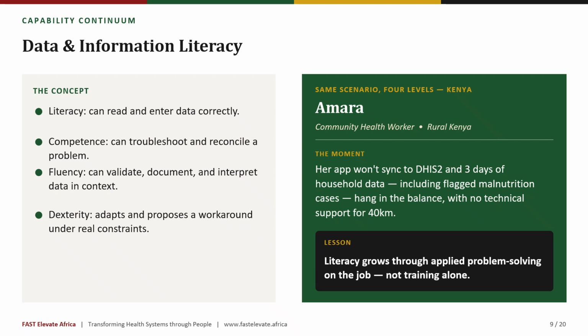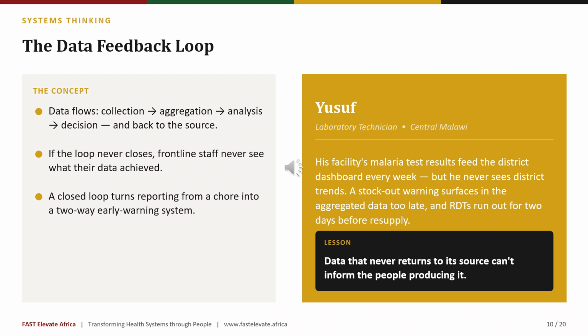Instead of panicking, she documents the issue, protects the data, and finds a safe workaround. That is digital capability. The data feedback loop. Data should never travel only in one direction. It should flow from collection to aggregation to analysis to decision, then back to the source, or back to the frontline health workers. When health workers never receive feedback, reporting becomes a burden. When the loop closes, data becomes a powerful improvement tool.